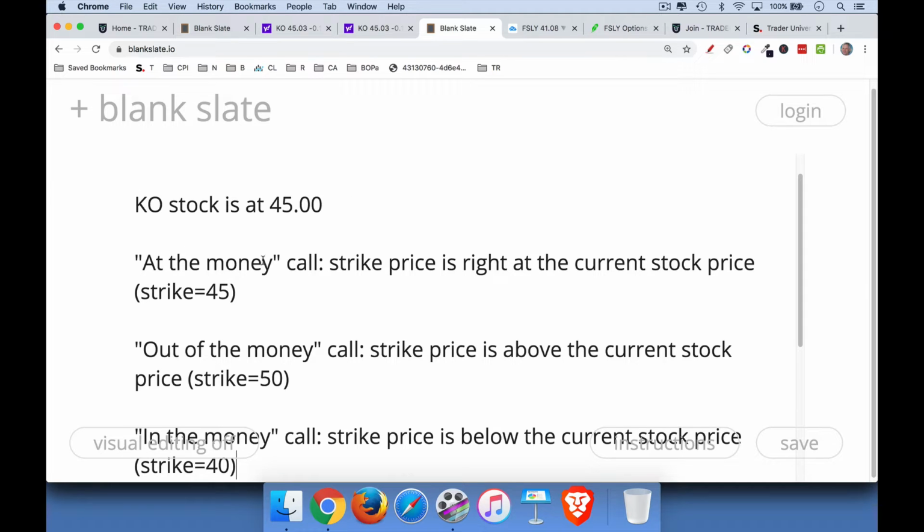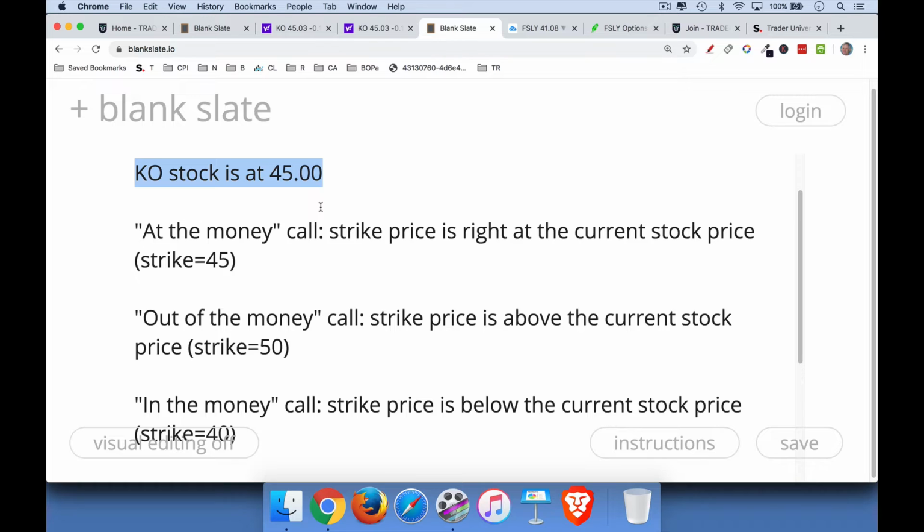You've probably heard of at the money options, out of the money options, in the money options. So let's say Coke is trading at $45 a share. An at the money call or put is when the strike price is right at the current stock price. So if Coke is trading at $45 a share, and we're looking at the 45 strike price, those would be considered at the money calls.